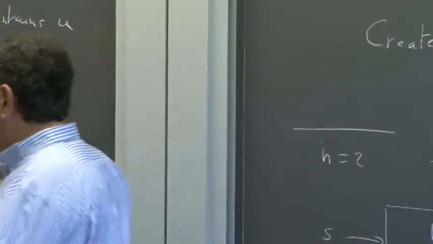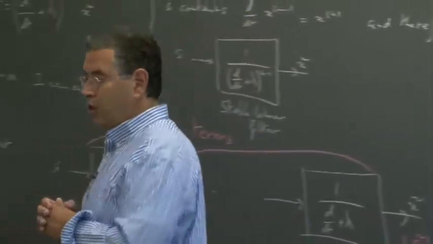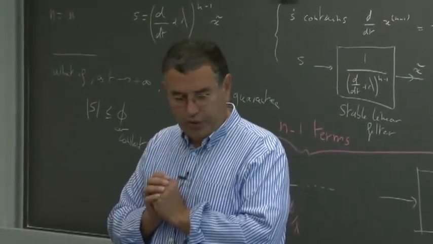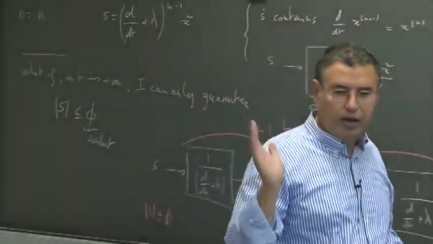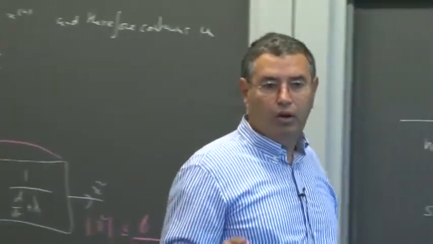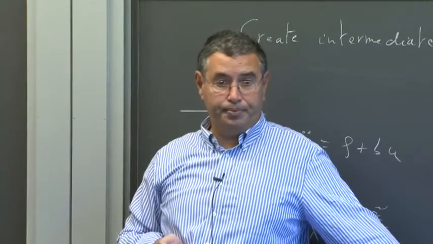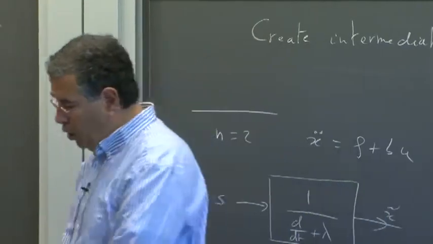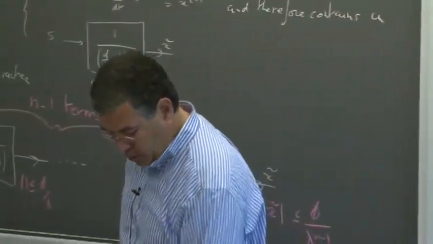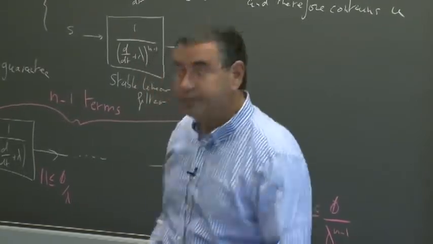So once you have controlled your system S to go to 0, then you automatically have bounds on X tilde dot, and so on, all up to n minus 1. Okay. Questions about that?